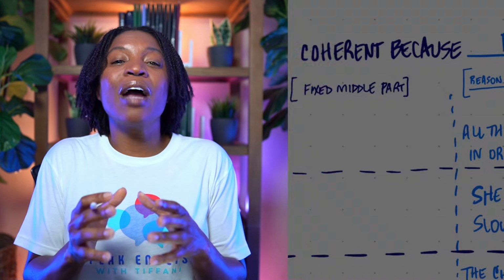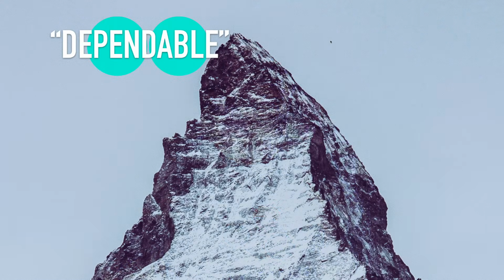All right, now it's time for us to move to our next word. We finished the first word, coherent. Now it's time for us to check out our second word. Our second word is dependable.